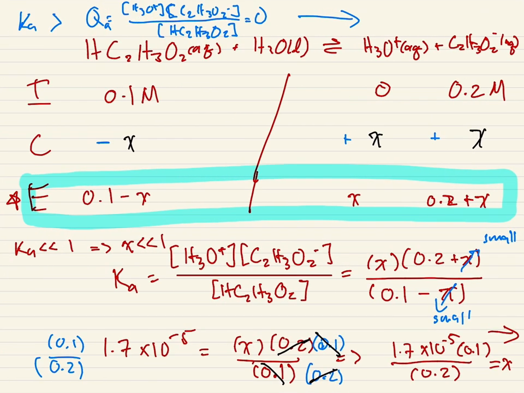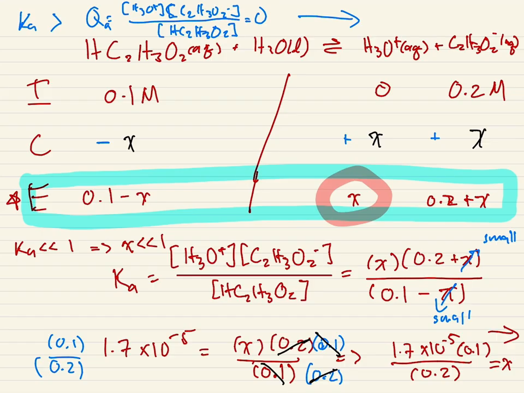So that gives us x is equal to 8.5 times 10 to the minus 6 molarity, right? Because this is in units of concentration. And so how do we use that to find the pH? Yeah, it's just a negative log of that, right? Because x is just equal to our concentration of H3O plus at equilibrium, right?